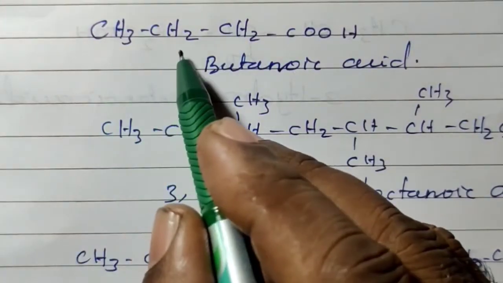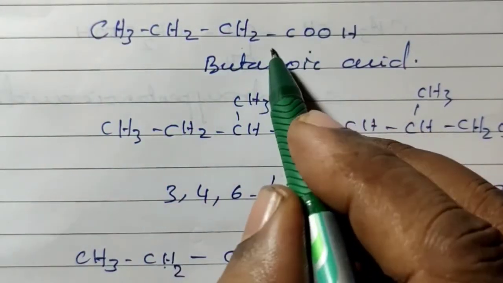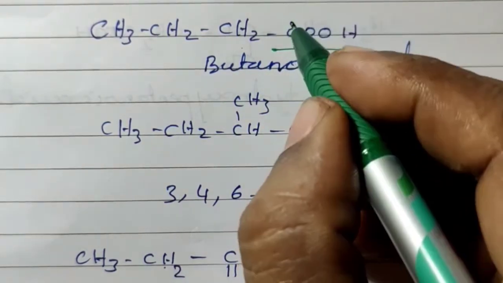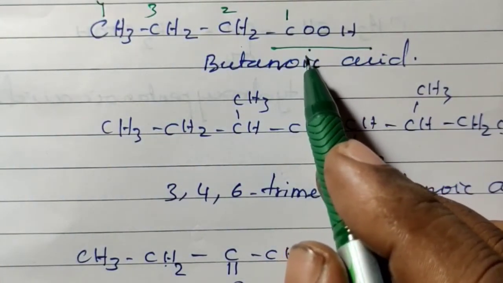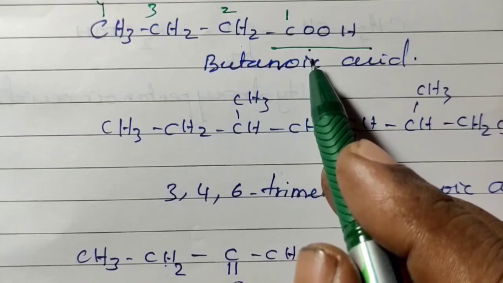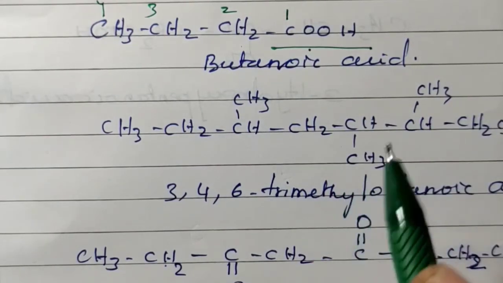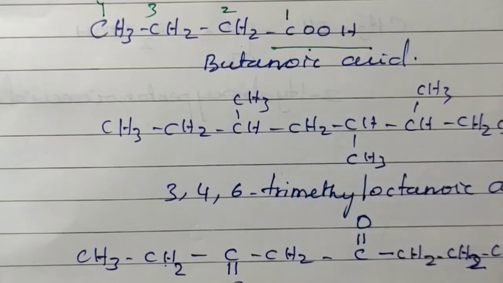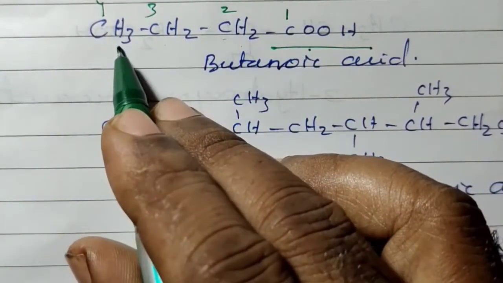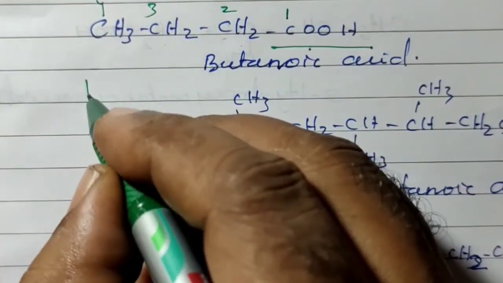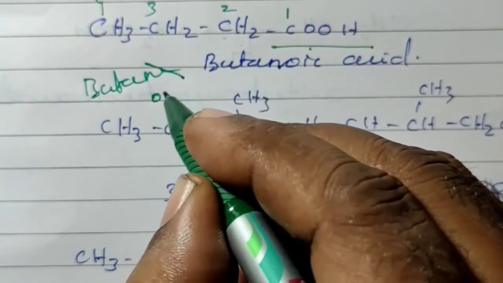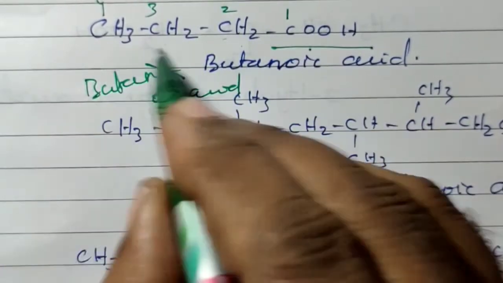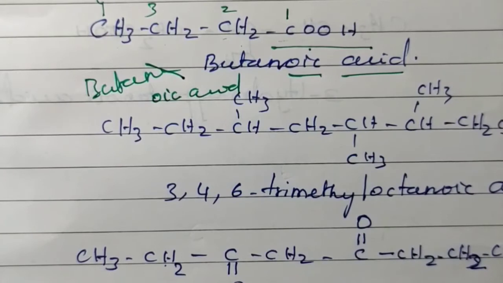Now write the name CH3, CH2, CH2, COH. So COH is the functional group. It should get the least number. So 1, 2, 3, 4. As we studied in aldehyde, this carboxylic acid also usually comes in the terminal position. So there is no need of giving number for its position. Position is always considered as 1. So 1, 2, 3, 4. 4 carbon atoms means normally we write butane. Remove that last E. Instead you have to write oic acid. So butanoic acid.